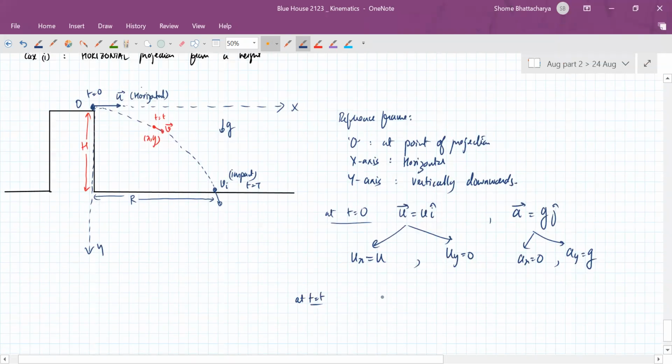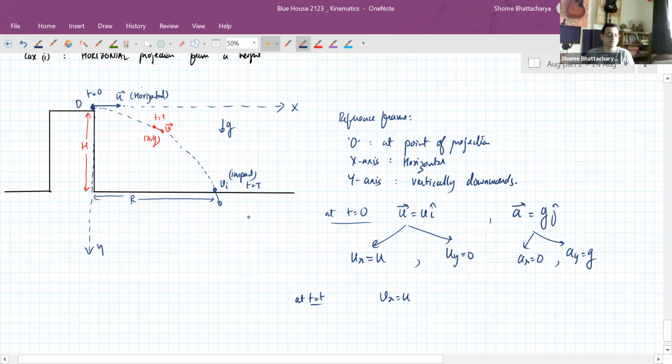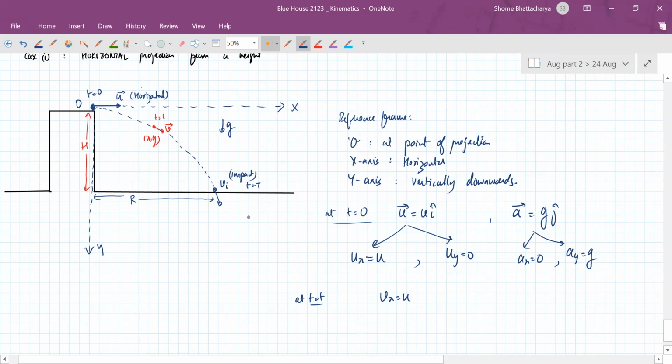Sir, why is a_x 0? Because only gravity is acting on it. As the particle moves, the net force acting on it is always mg, which is vertically downward. So there's no force giving it an x component of acceleration. You understood, no? Yes, sir.